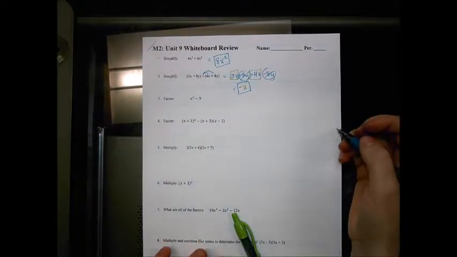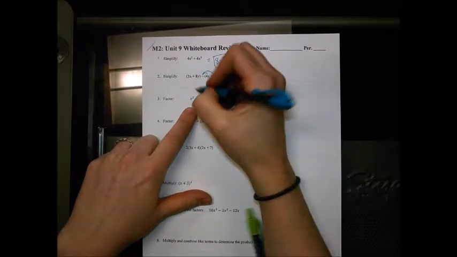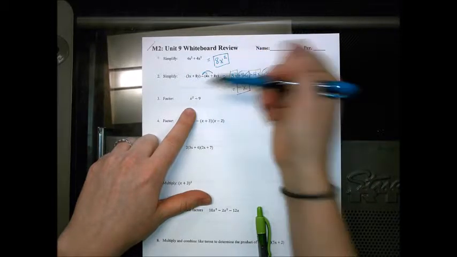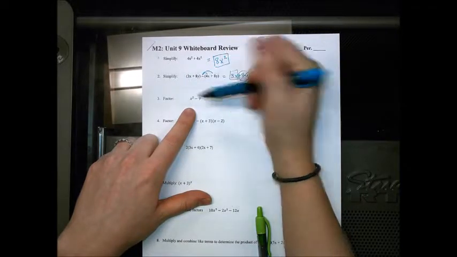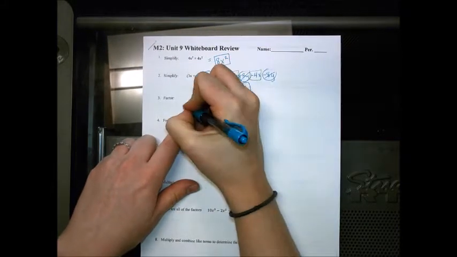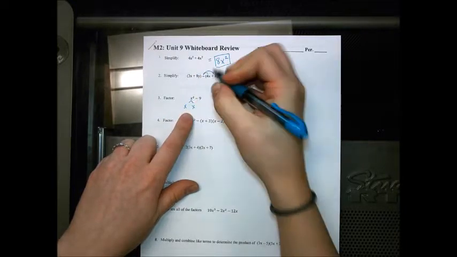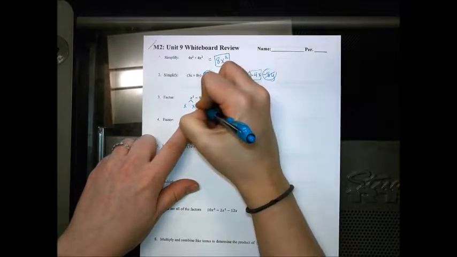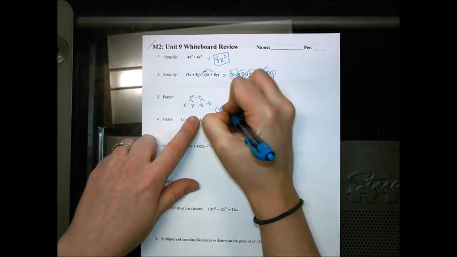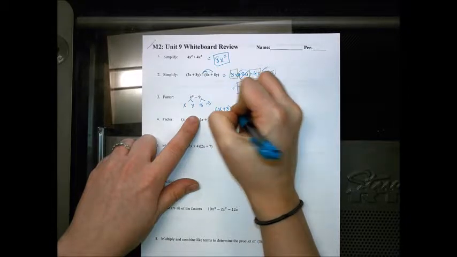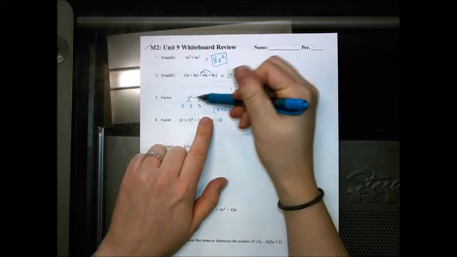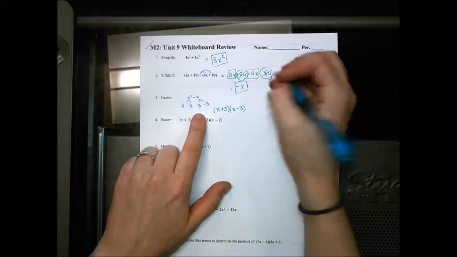Number 3 says factor. First I want to check my binomials for difference of squares. It is subtraction, so that means difference, and x squared is a perfect square, 9 is a perfect square. So x squared factors to x times x. 9 factors to 3 times negative 3. So my answer here is x plus 3 times x minus 3. You always want to check your answer, because this only works with difference of squares.